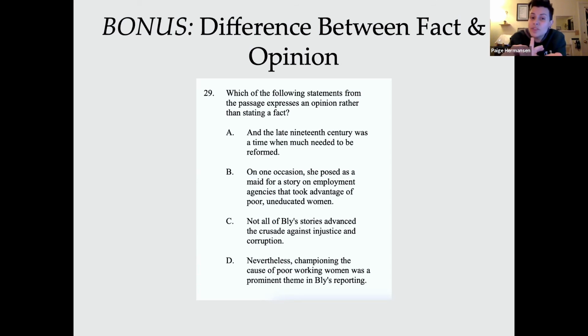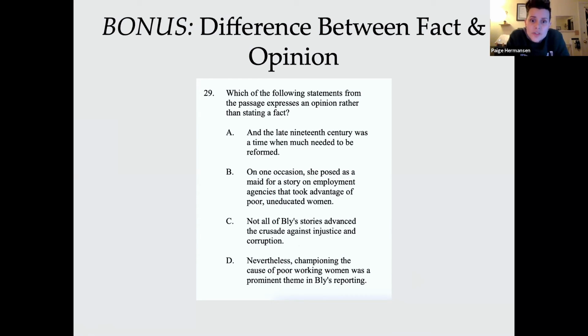No, I think what they're going for in answer option B is to distract you with this situation that took advantage of poor, uneducated women. But the author is not offering any kind of an evaluation of whether or not this is good or bad. It's just describing what she did, right? Answer option C, not all of Bly's stories were part of the crusade against injustice and corruption. That's just talking about what the stories are about. I don't have any idea how the author feels about it. And then last, championing the cause of poor working women was a prominent theme. Just pointing out that something is a theme is not offering your evaluative opinion on it, right?